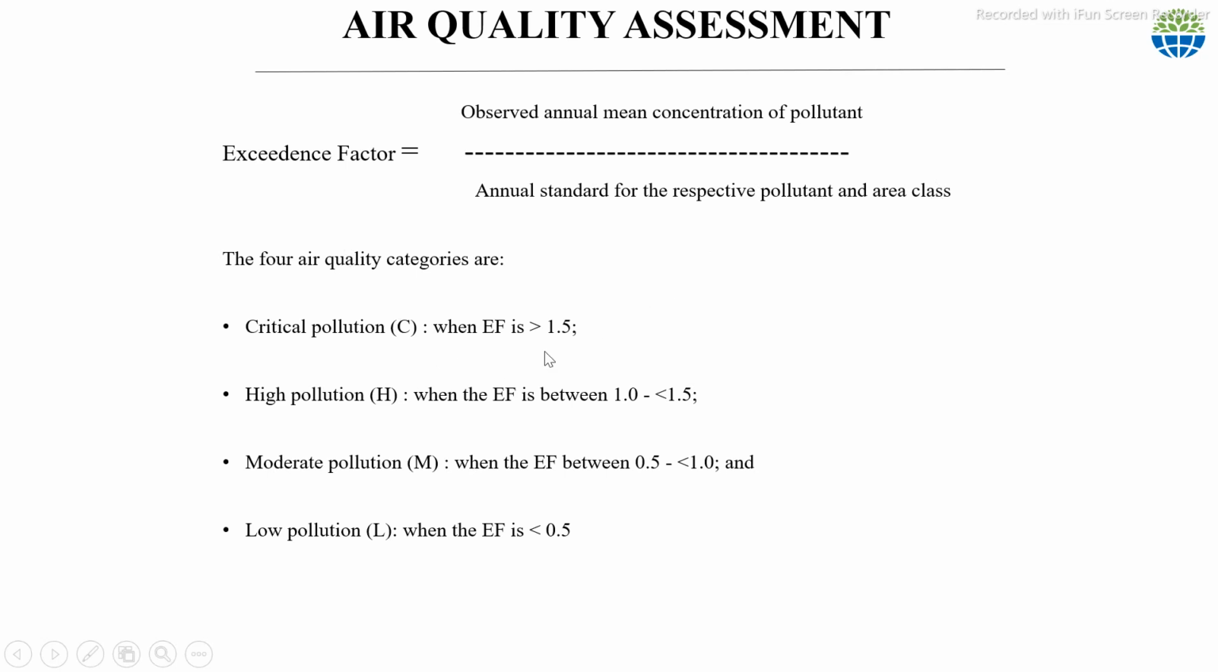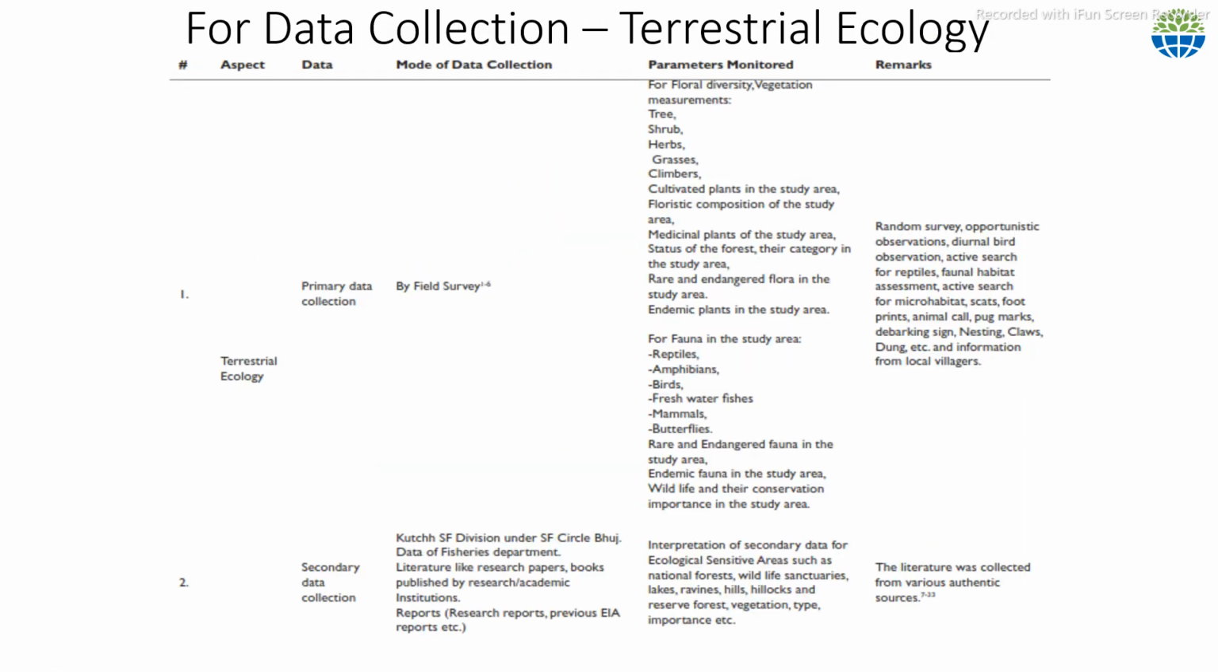If your exceedance factor is more than 1.5, then critical pollution is there. If it is coming between 1.5 and 1.1, then high pollution is there. It ranges from 0.5 to 1, moderate pollution; less than 0.5, low pollution. This is the picture for GLC. Next, data collection for ecology and biodiversity.